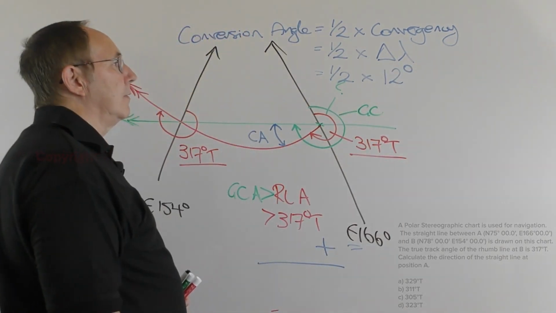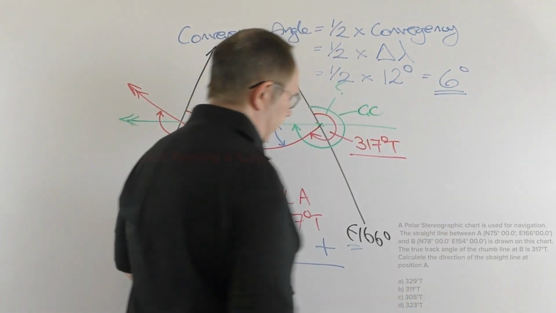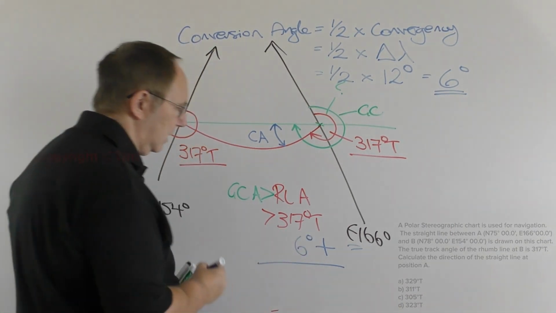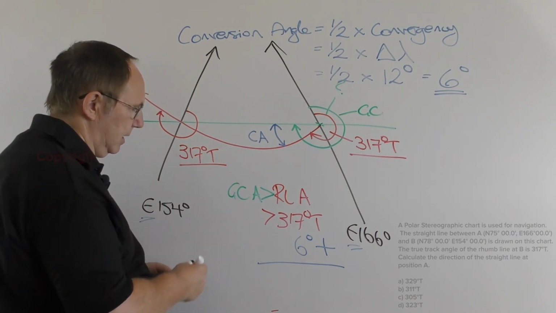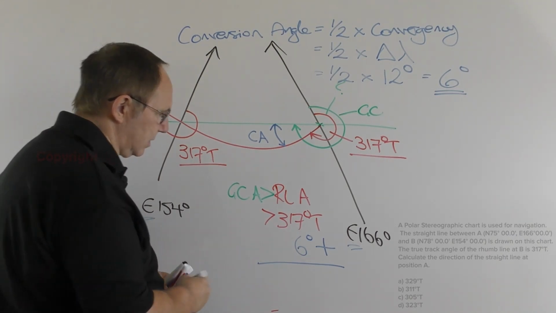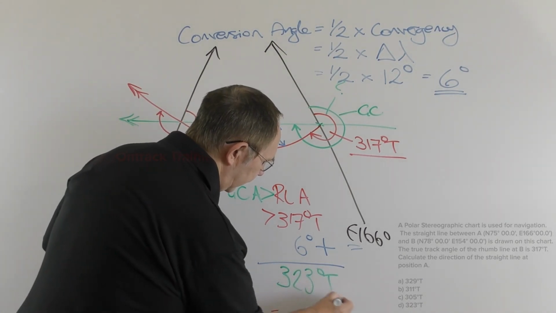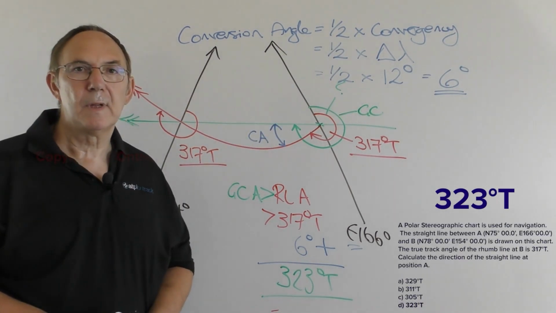So the value of the conversion angle is 6 degrees. So we place that in here, and we add that to the 317 degrees, and that gives me a great circle track bearing at position A of 323 degrees true. Simples.